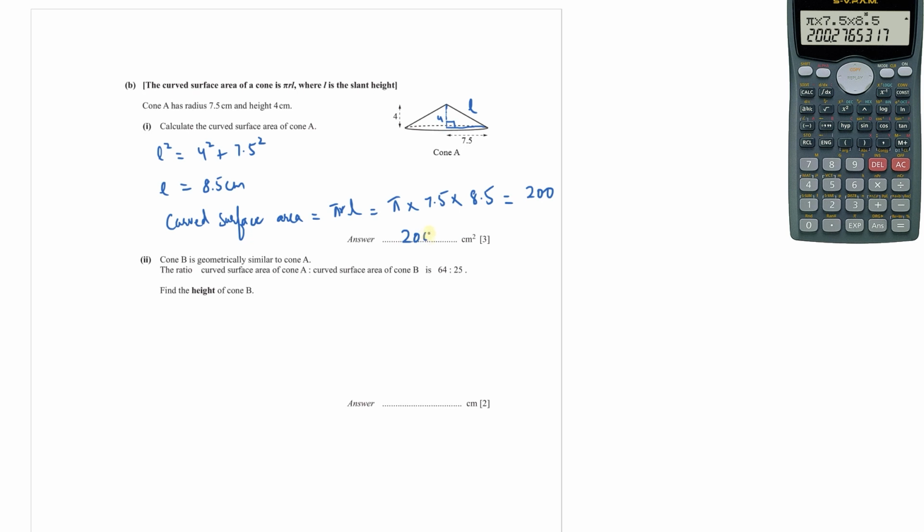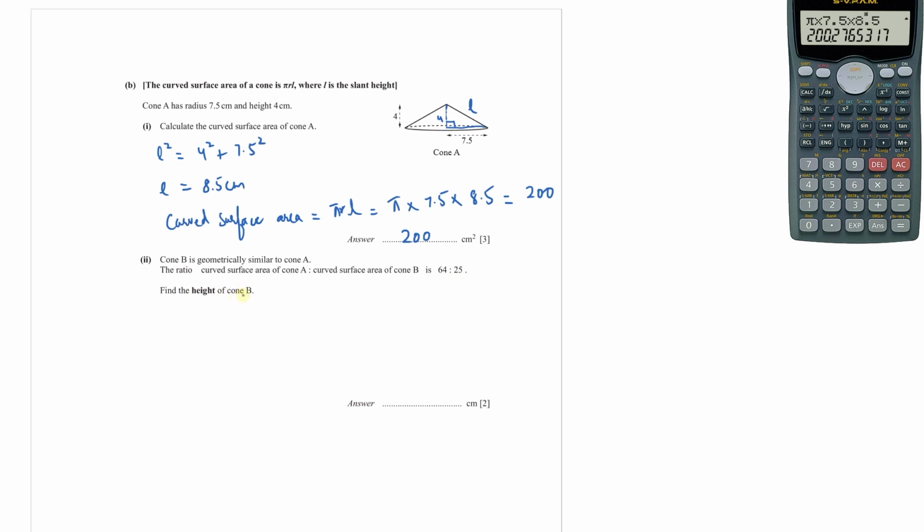200 centimeters square. Part 2: cone B is geometrically similar to cone A. The ratio of curved surface area of cone A to curved surface area of cone B is 64:25. Find the height of cone B.